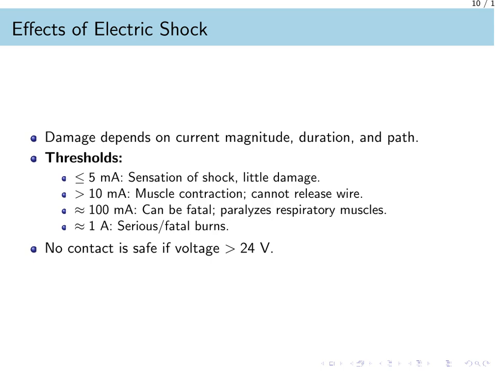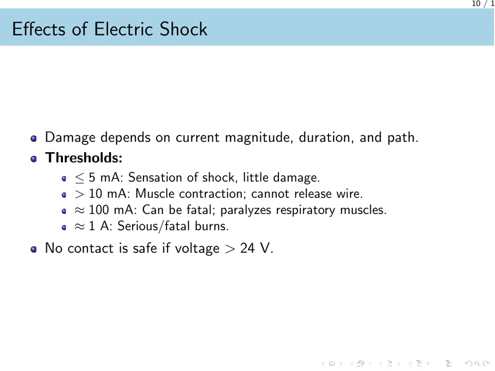It is important to understand the physiological effects of electric shock. The damage caused depends on the magnitude of the current, how long the exposure lasts, and the path the current takes through the body. Even very small currents can be dangerous. A current of 5 milliamps or less will cause a sensation of shock, but typically results in little to no damage. However, if the current exceeds 10 milliamps, it causes involuntary muscle contraction, meaning the person may be physically unable to let go of the live wire.